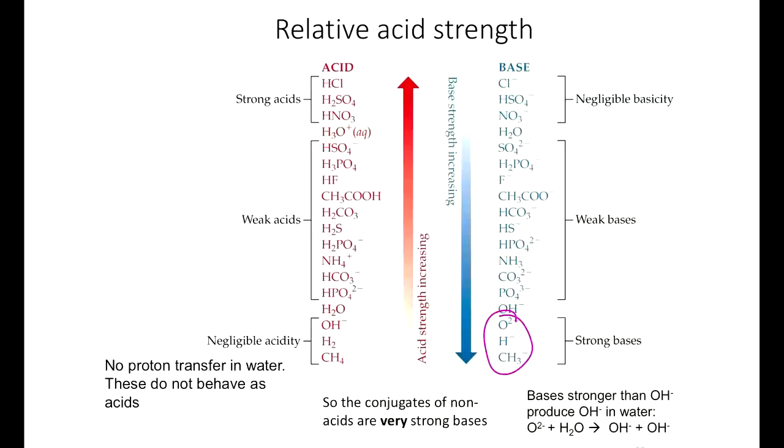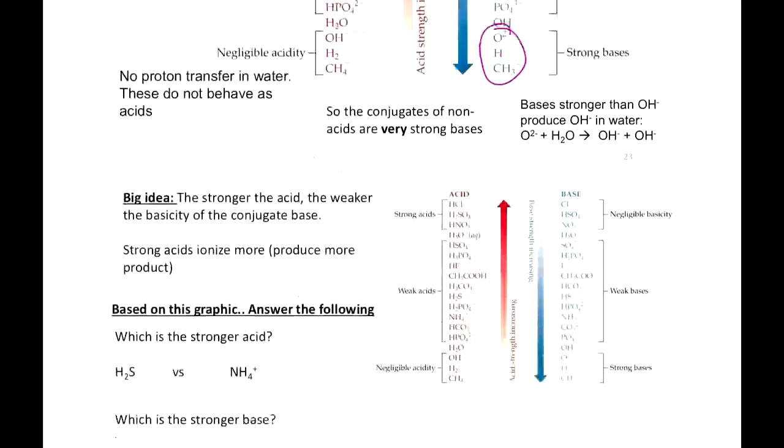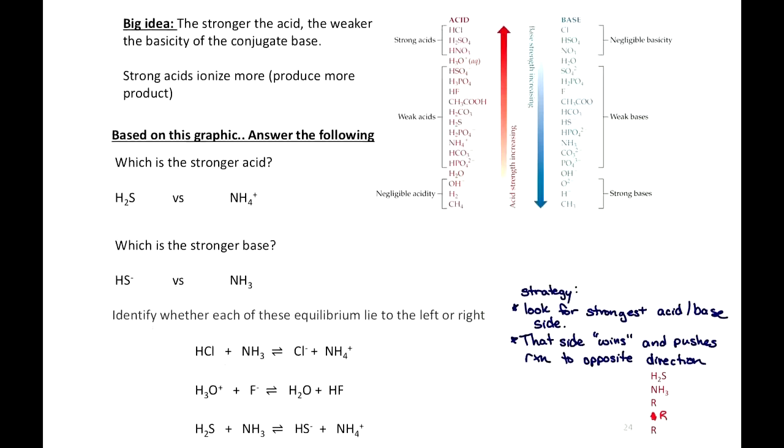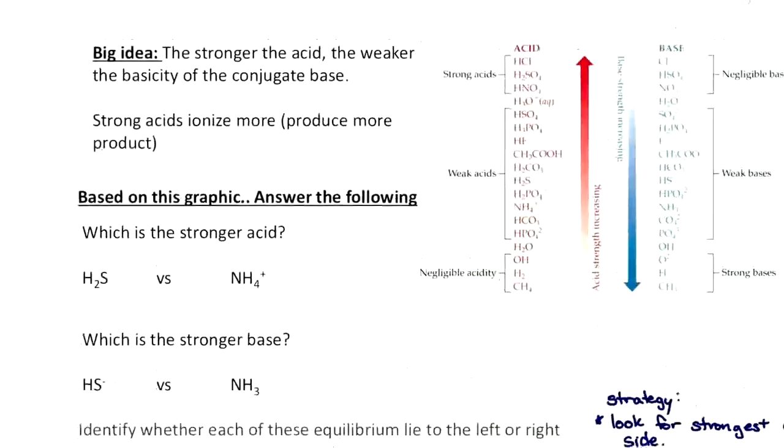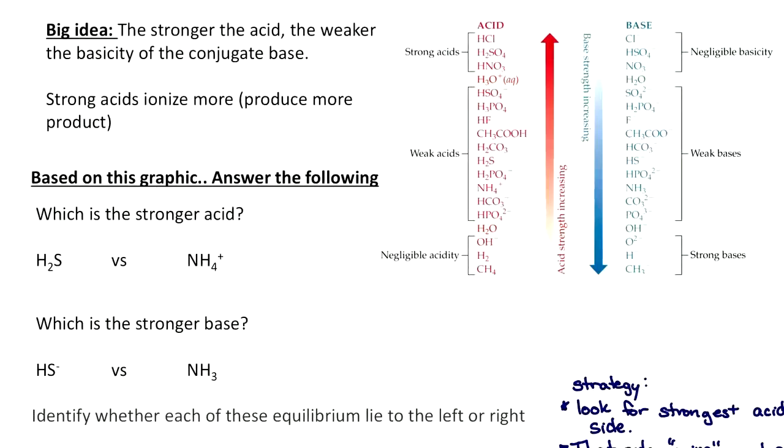Now let's do exam type questions. And I'll try to make them harder. All right, so we're going to use the same table. And the idea is the stronger the acid, the weaker the basicity of its conjugate. So I'm giving you the full table here. So I'm going to point out that answering these two questions is a lot easier when we give you the full table.